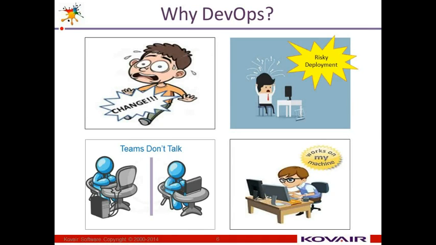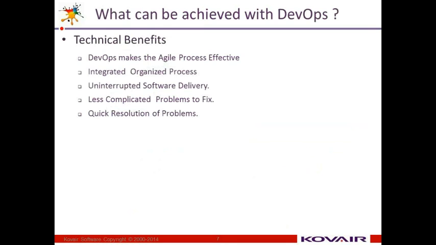So our next slide talks about what can be achieved with DevOps. So first we'll emphasize the technical benefits. DevOps makes the Agile process effective. It can be very safely said that the DevOps movement is born out of the Agile movement.